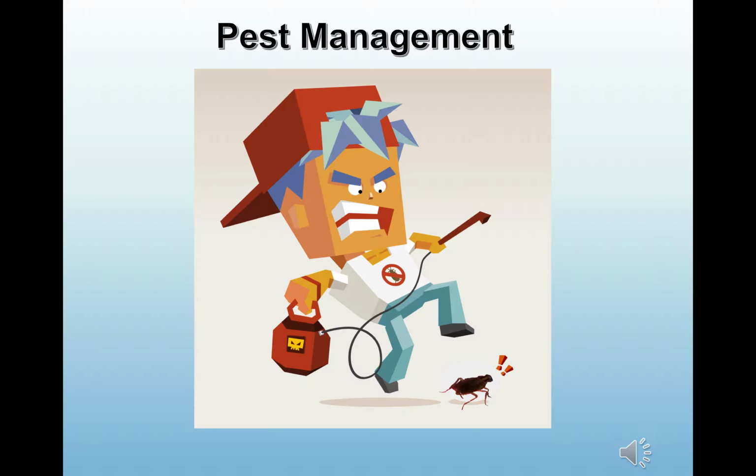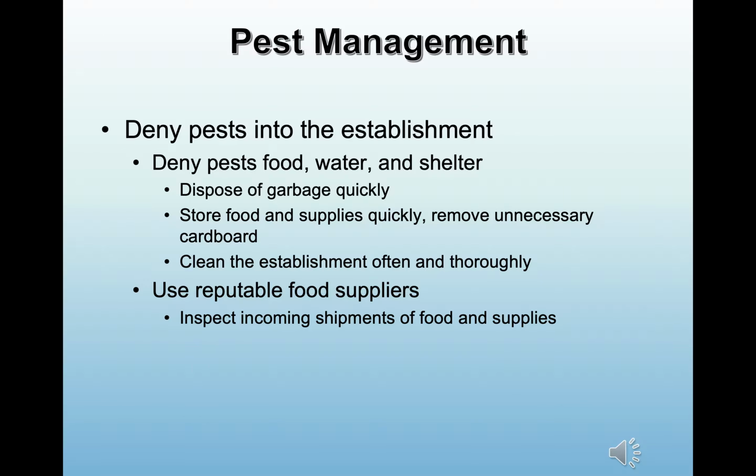Pest management is essential for a sanitary facility and is one of our last topics. Effective pest management is done by denying pests entry into your food establishment. To do this, you should deny pests food, water, and shelter. Disposing of garbage quickly, storing food and supplies quickly, removing all unnecessary cardboard, and cleaning the establishment often and thoroughly will all be helpful in pest management. You should also use reputable food supplies and inspect all incoming shipments of food and supplies.